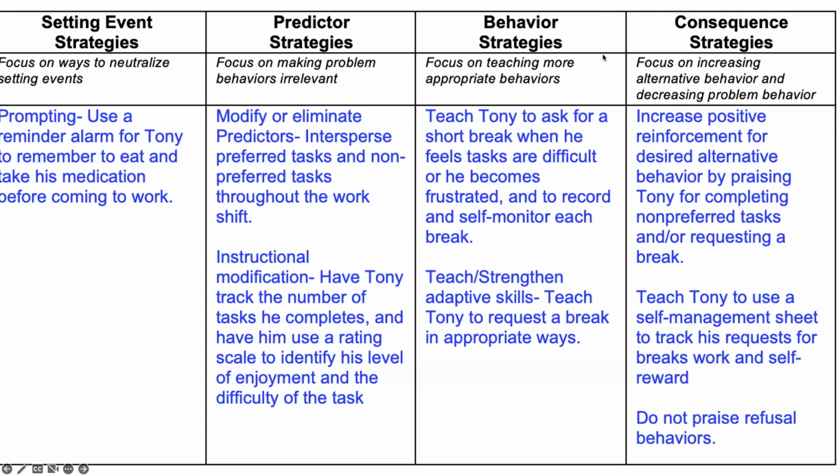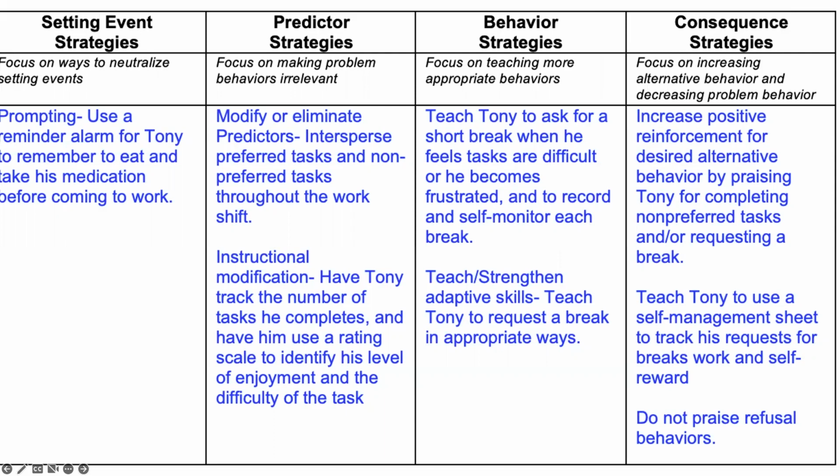For the predictor strategies, remember, I'm focusing on ways to make the problem behavior irrelevant. I'm going to modify or eliminate predictors. I'm going to intersperse preferred tasks with non-preferred tasks throughout the work shift. And for some instructional modifications, I'm going to have Tony track the number of tasks he completes and use a rating scale to identify his level of enjoyment and the difficulty of the task.